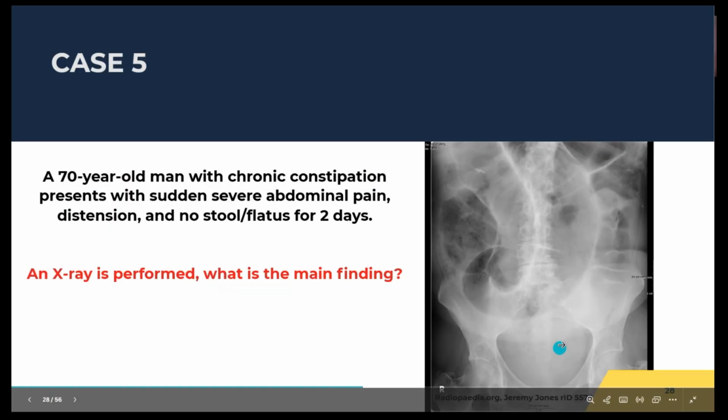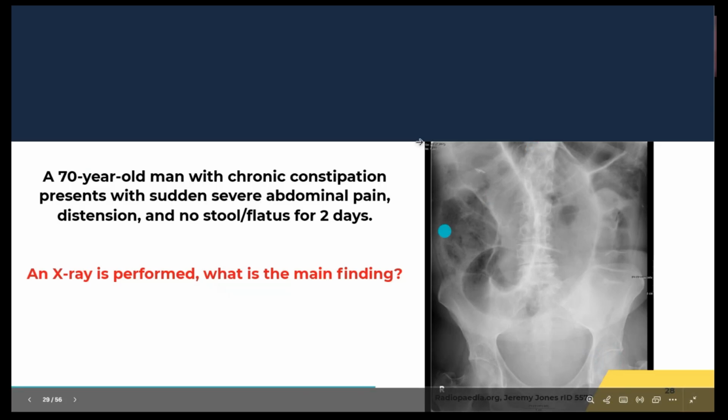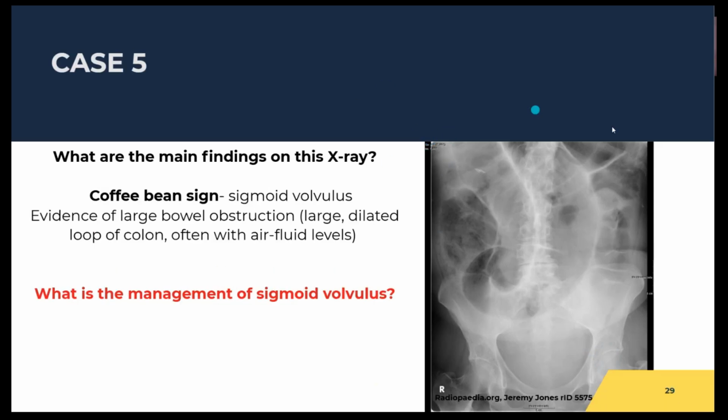So I'll just go back to this. So people said sigmoid volvulus, coffee bean sign. Okay. So yeah, this X-ray shows the classic coffee bean sign. You can see here a massively dilated loop of sigmoid colon, which forms that coffee bean shape. So they're large dilated loops of colon and often with air fluid levels as well.